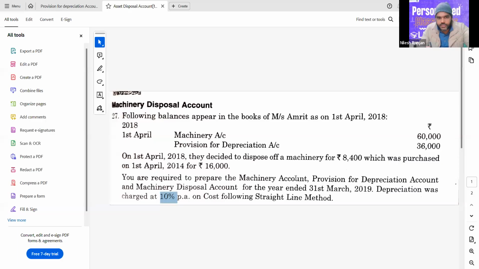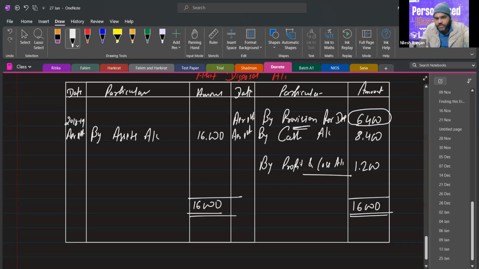Okay, so this is your question number 27. That's it. This is your profit or loss. It is all automatically calculated because it is a balancing figure. 16,000 minus these two, you will get 1,000. Is that clear? Yes, sir.